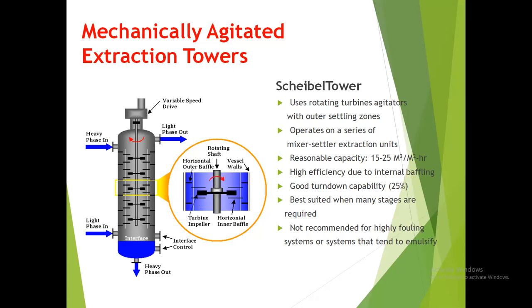Now, reasonable capacity of 15 to 25 cubic meter per meter squared per hour, and high efficiency due to internal baffling. Baffles are simply guides on how well fluid flows down the column. Since it does not have any downspouts, the thing that guides the fluid as it goes down is the baffles. Now, good turndown capability, so 25%, it's already good, meaning the transfer of the solute to the solvent is expected to be 25% or even more.